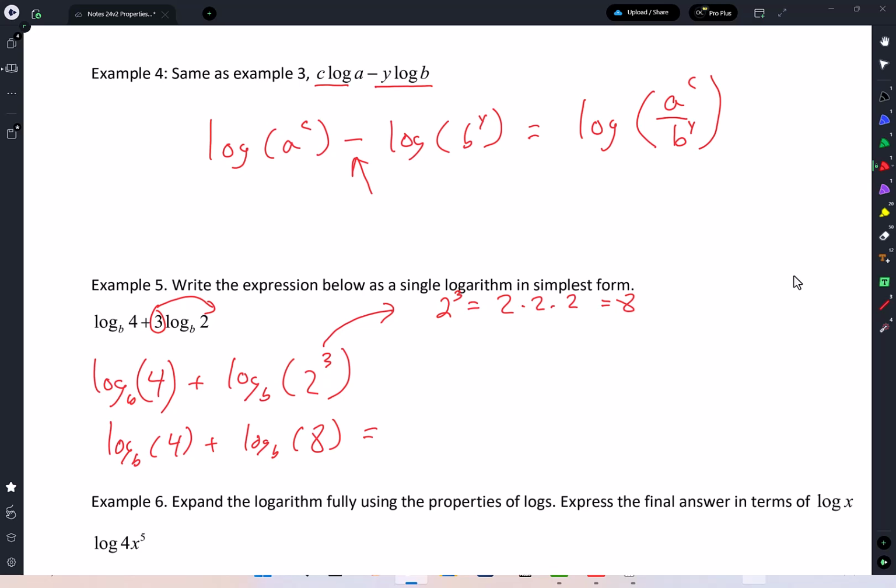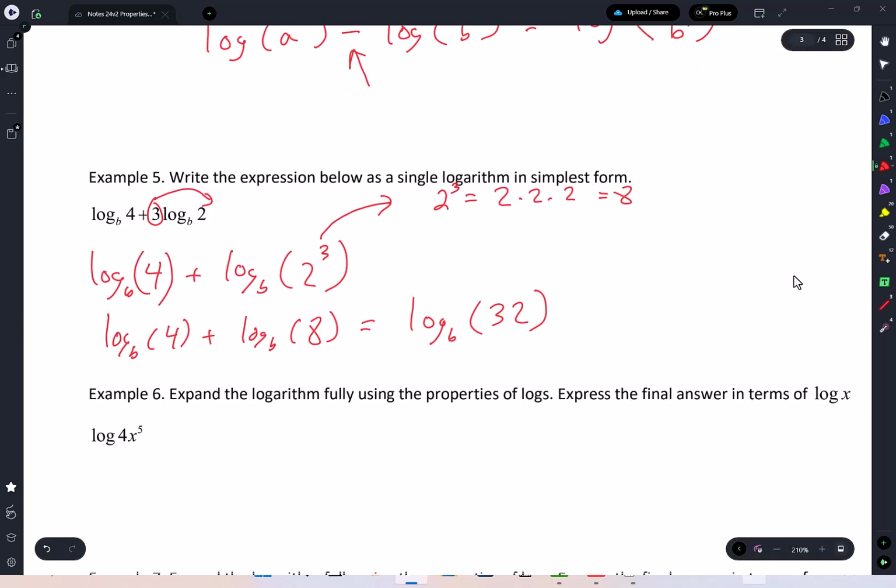You don't have to show all these details. If you can see it in fewer steps, go ahead and do it in fewer steps. What's 4 times 8? So log base b, 8, 16, 32, of 32. And that's enough. That is enough, or for this one at least.